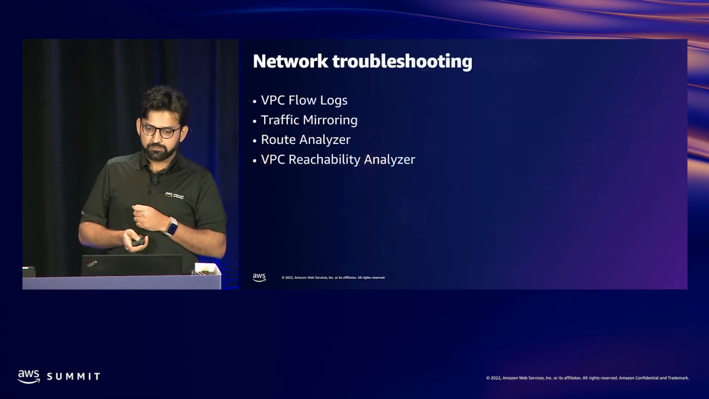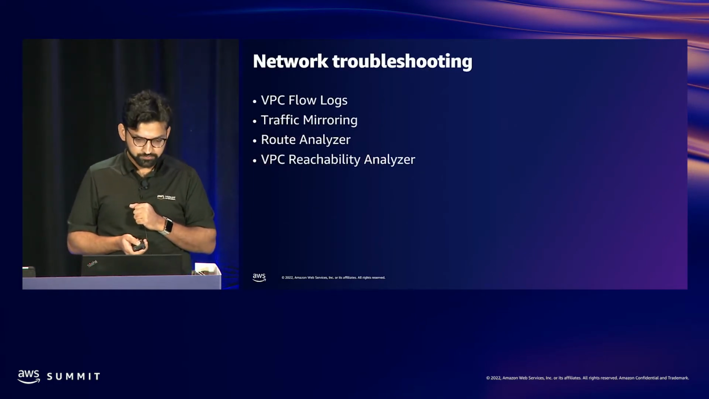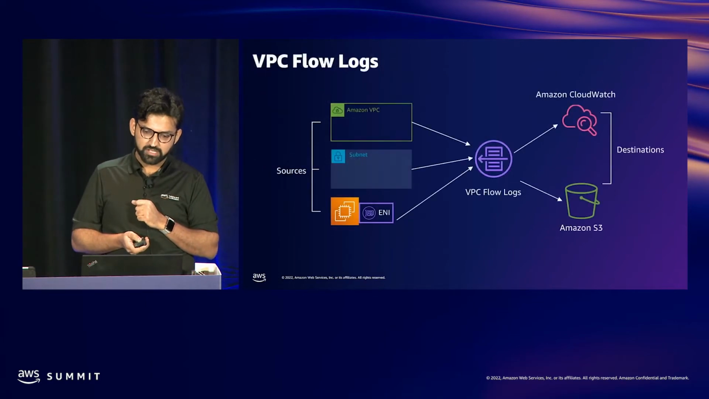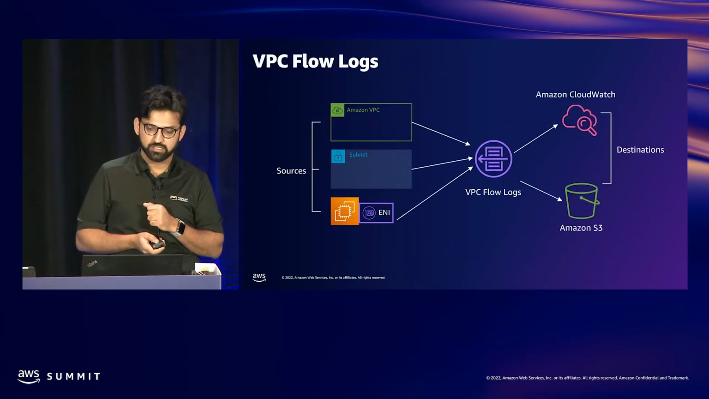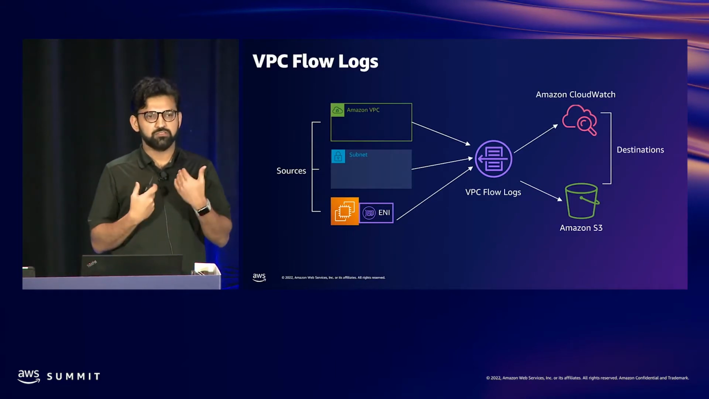So that was it for the network monitoring. So let's now jump into network troubleshooting. In network troubleshooting, the first thing I want to talk about in this section is VPC flow logs. You might be aware of this. This is a best practice that you should be following if you're using a VPC.